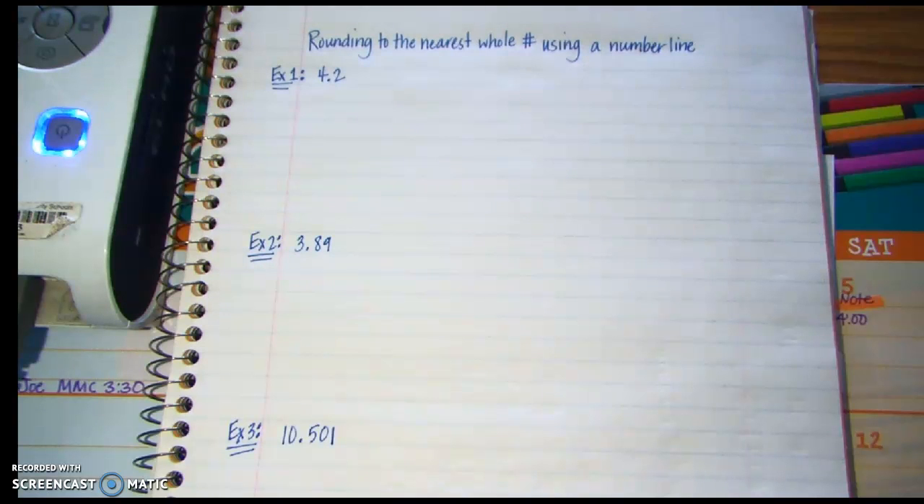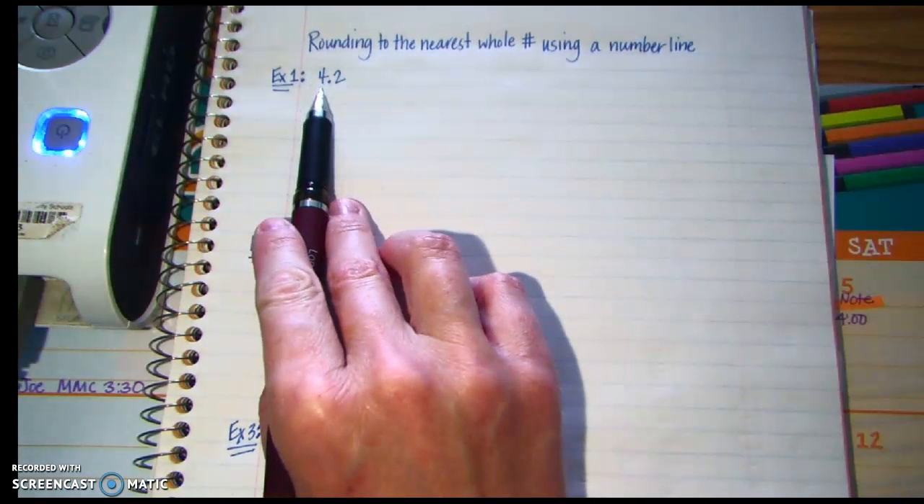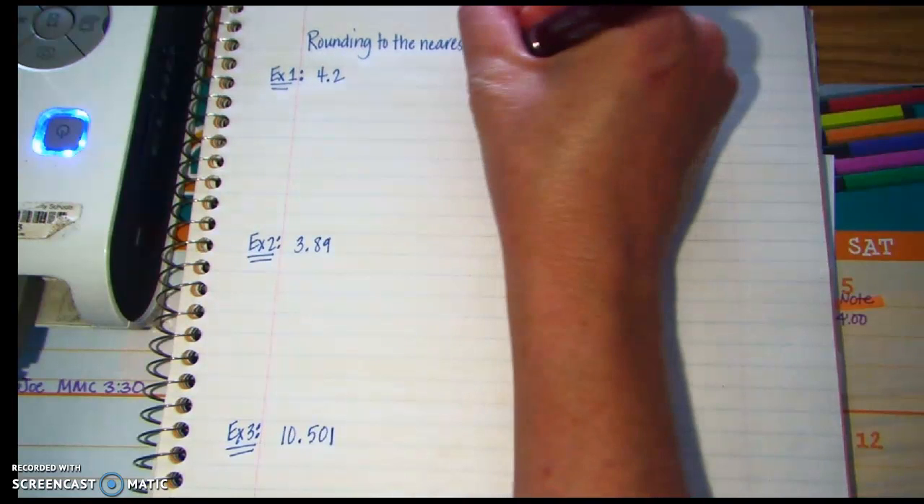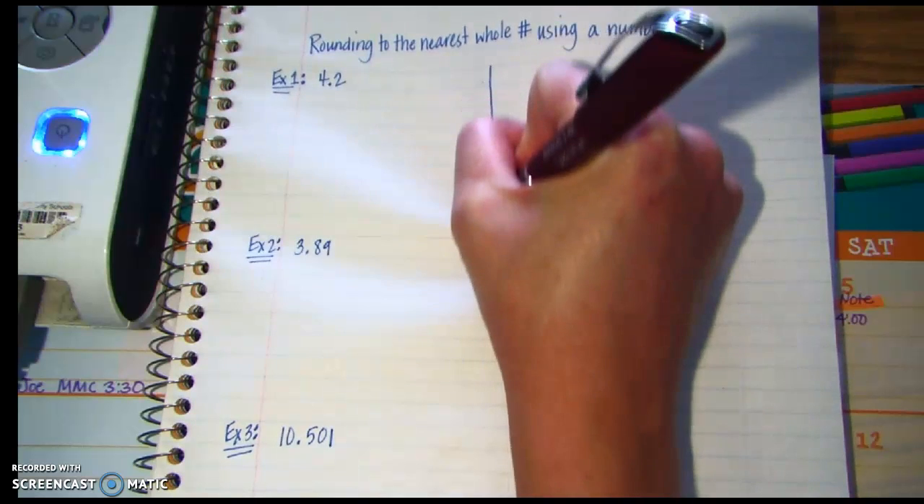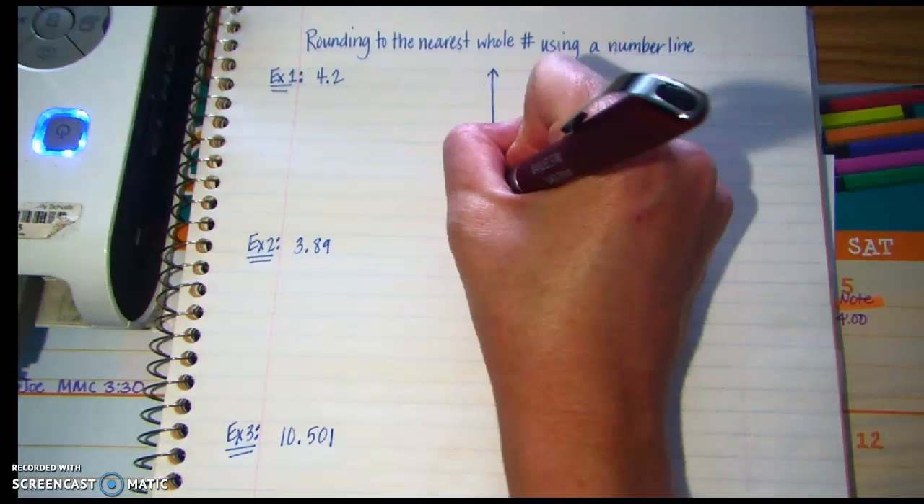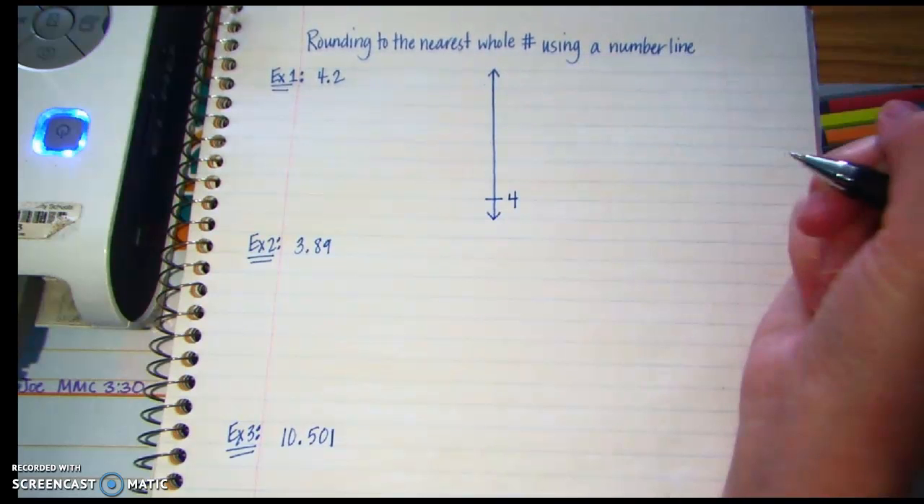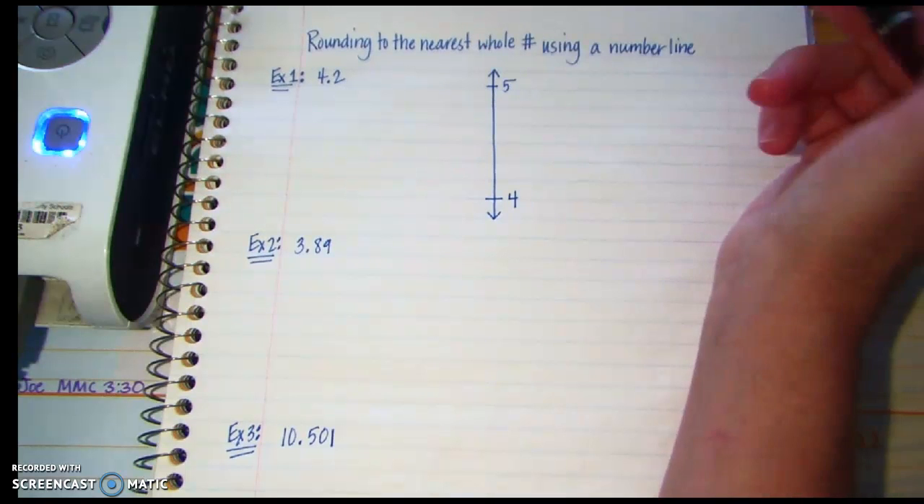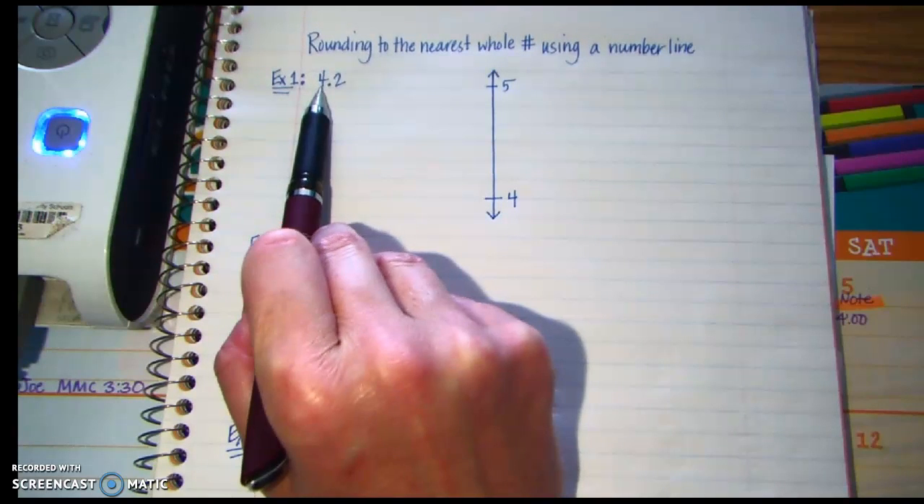Okay, so we're going to be looking at how to round to the nearest whole number using a number line. So the first example we're looking at is 4 2/10. So we're rounding to the nearest whole, which means the ones place. So this one is either going to round to the whole number 4, or it's going to round to the whole number 5. So see, in our ones place, we have a 4.